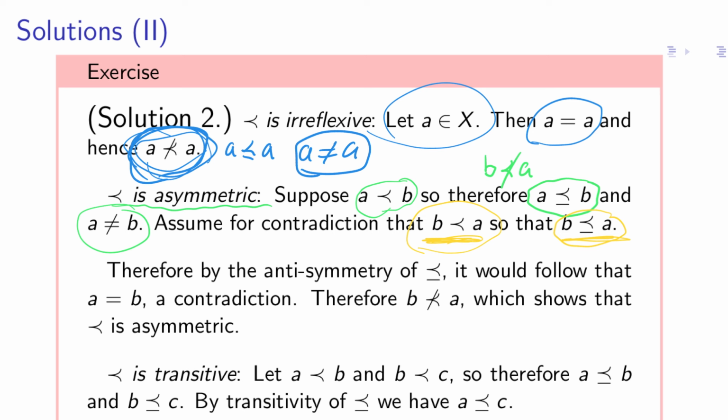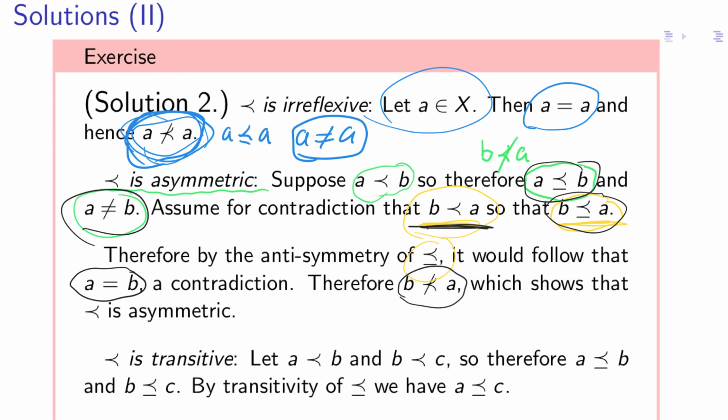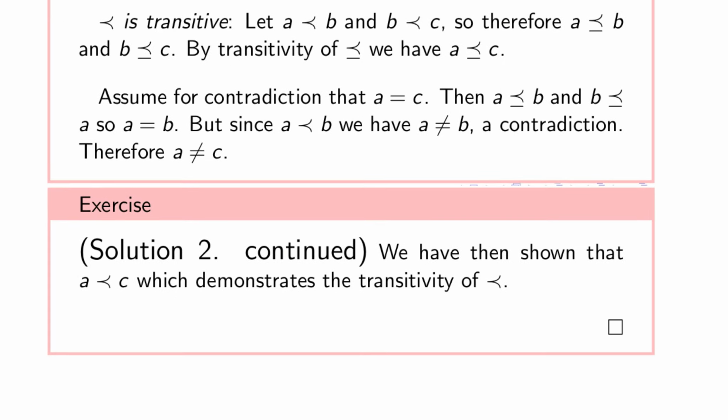precedes implies ⪯. So therefore, by the antisymmetry of the ⪯ relation, because we now have that A ⪯ B and B ⪯ A, antisymmetry delivers that A is equal to B, but that is immediately in contradiction with what we've earlier derived, which is that A does not equal B. So since a contradiction follows, the negation of our assumption must be true, and that shows asymmetry.